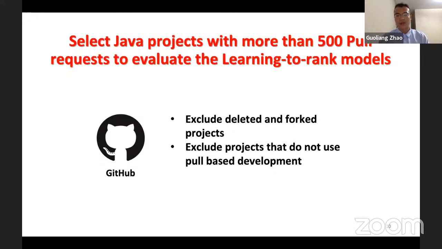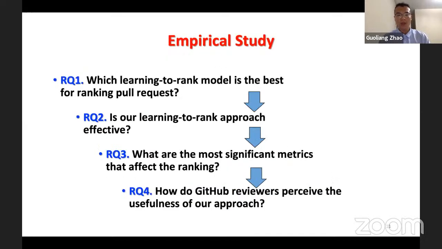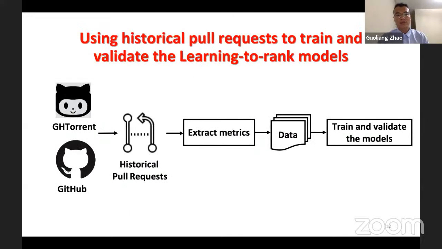We select Java projects with more than 500 pull requests to evaluate the learn-to-rank models. We further exclude deleted and forked projects. We also excluded projects that do not use pull-based development. In the end, 74 Java projects were selected. Then we use the selected Java projects to conduct our empirical study. We use historical pull requests to train and validate the learn-to-rank models.